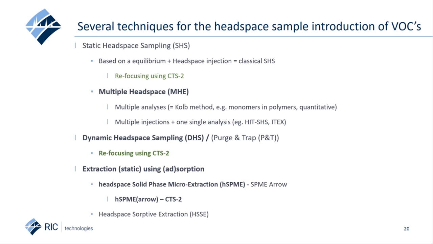Secondly, we will move further to dynamic headspace enrichment, boosting the sensitivity again and see what on-column focusing can contribute here. Finally, I will illustrate that even a more selective enrichment technique, like headspace SPME, can show high analytical performance for some typical applications and type of compounds when combined with on-column refocusing using the CTS2 cold trap.